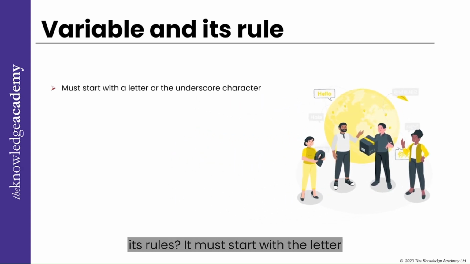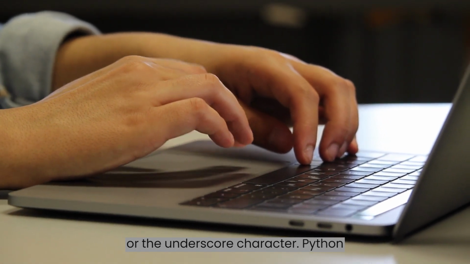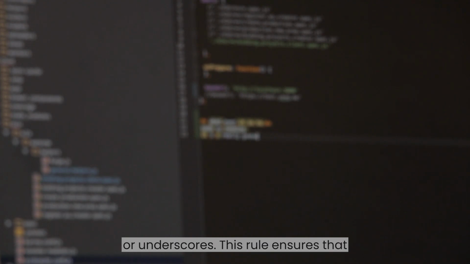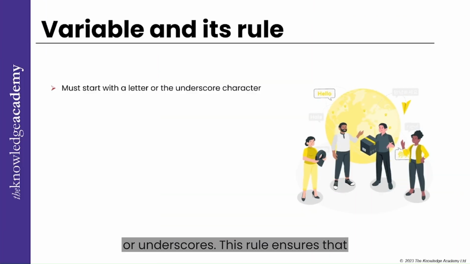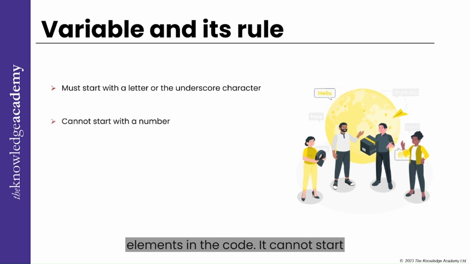What are its rules? It must start with a letter or the underscore character. Python variables must begin with a letter, uppercase or lowercase, or an underscore. They can be followed by letters, numbers, or underscores. This rule ensures that variables have meaningful names and can be easily distinguished from other elements in the code.